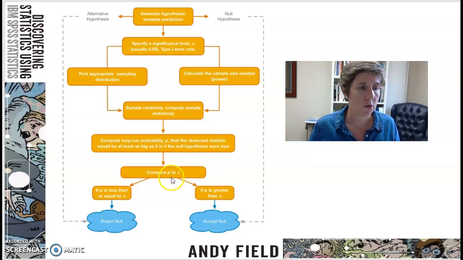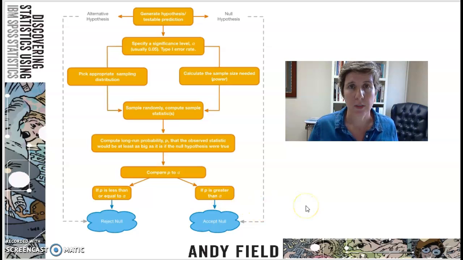So you compute your probability value, and you compare it to whatever you chose you were going to test at, in this case 0.05. Again, that's not a magic number. You can test at different levels, but there's arguments for or against those levels. And if your p is less than your 0.05, you reject the null. If it's greater than 0.05, then you accept the null.